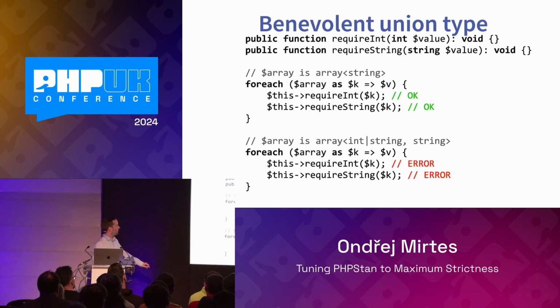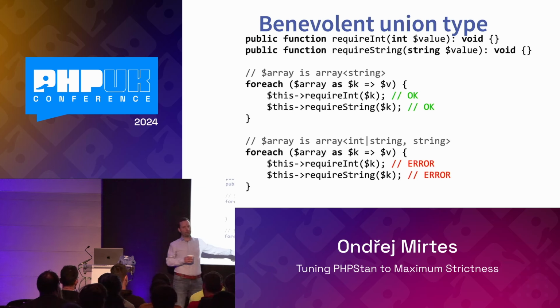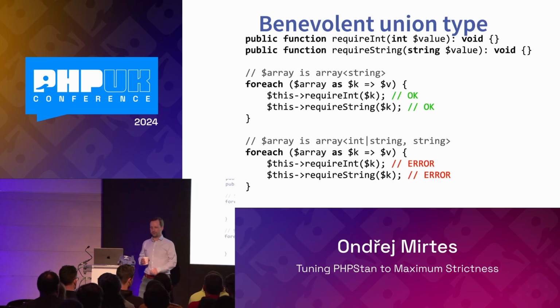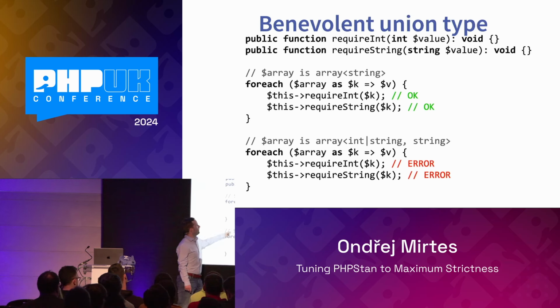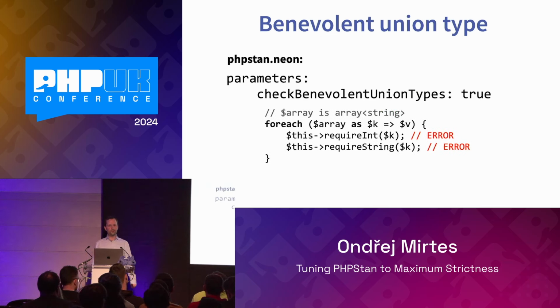So by default, PHPStan is not going to complain about this. But once we define a union type that isn't benevolent like this, it's going to error. So if you want to have stricter analysis, even for the first code sample, you can turn on checkBenevolentUnionTypes and set it to true.